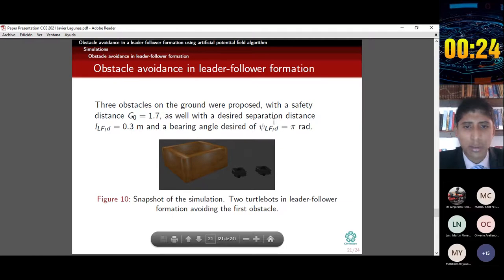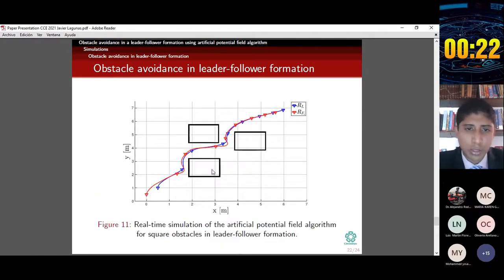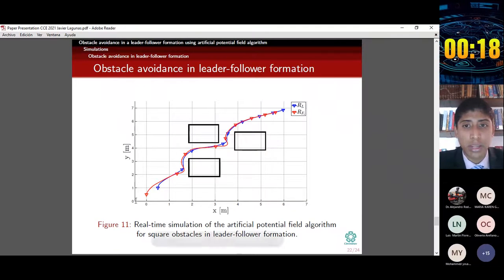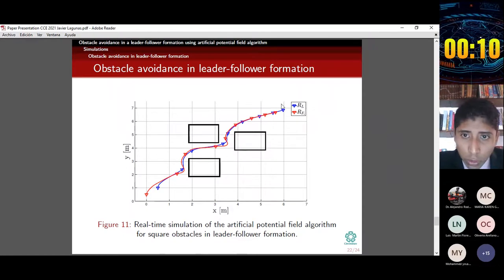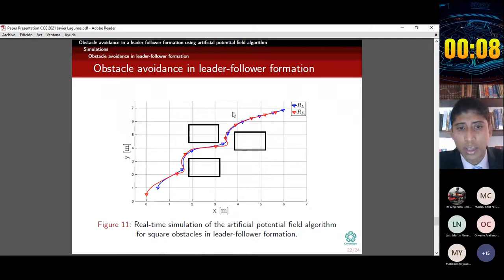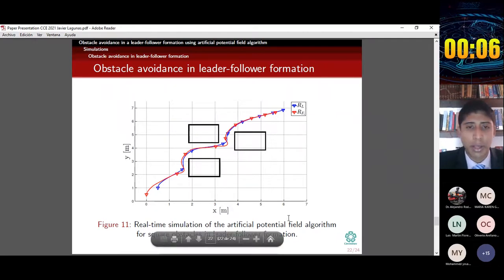And this is a snapshot of the simulation. As a result, we have the leader robot with the blue triangle and the follower with the red triangle, and it avoids the three obstacles and follows the whole trajectory and goes to the goal. We can see that it accomplished the whole trajectory.